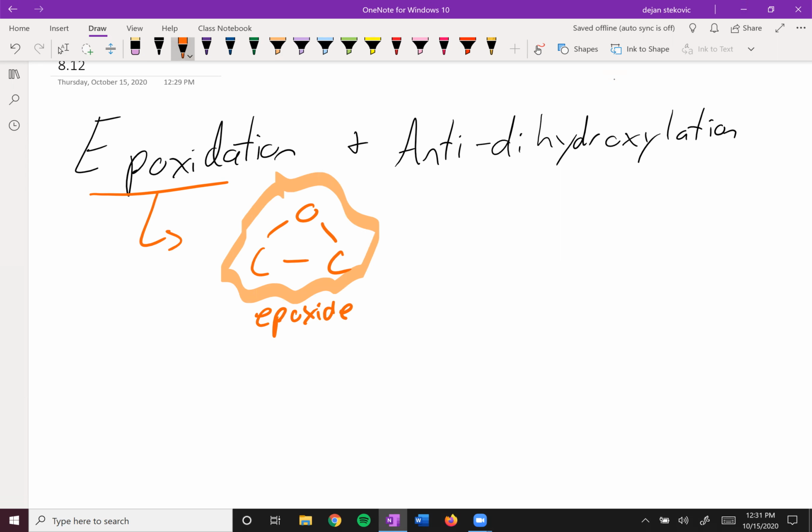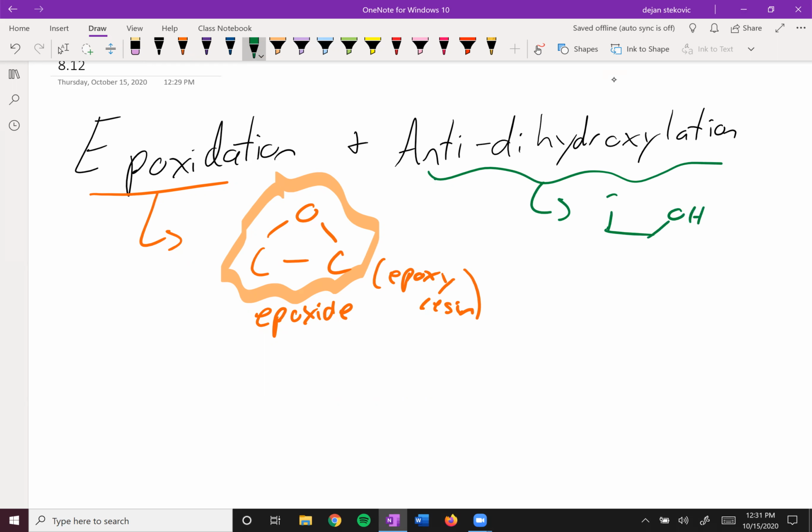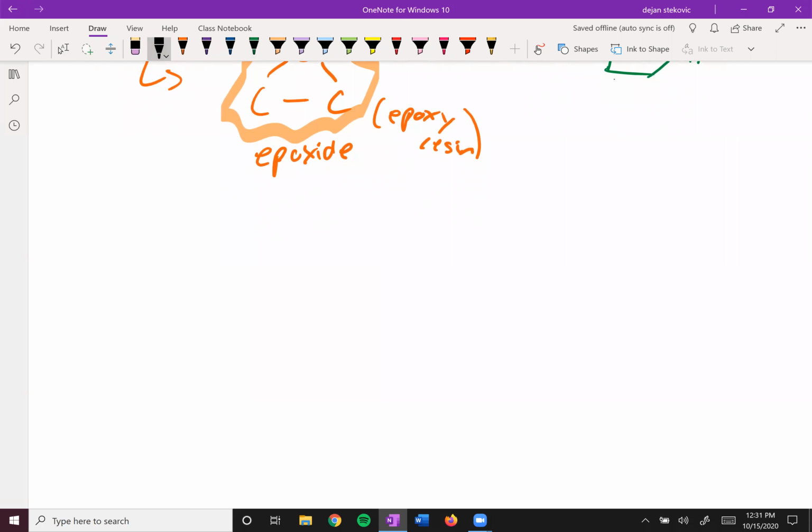In fact, if you think about epoxy resin, that's what this stuff is made of. It's made of these epoxides that then polymerize and harden into the hard stuff, right? And then, of course, anti-dihydroxylation means that we're going to add OHs, right? Dihydroxylation. And then you can think of it as anti to one another. And so this is done with alkenes, of course, and with peroxy acids.